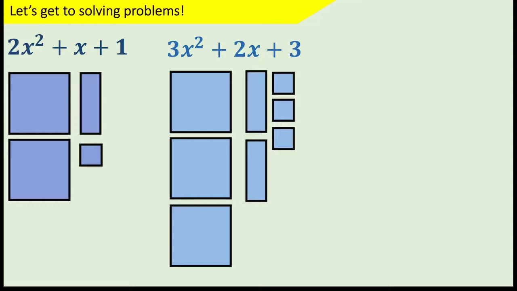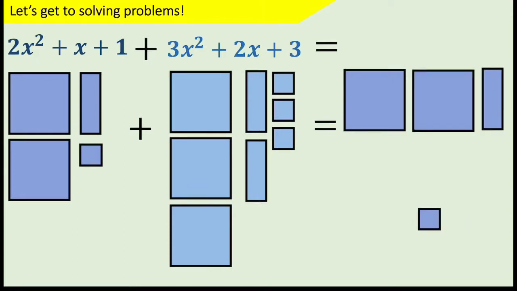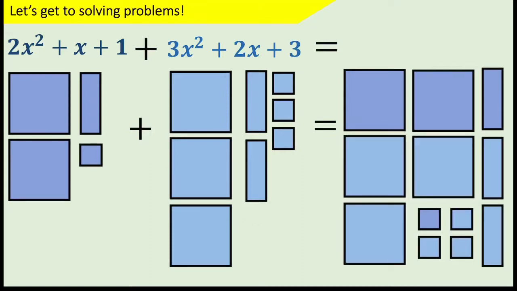I'm going to add together these 2 polynomial expressions. So let's take a look when we add them together. I'm going to take our first expression, throw it over there, and do the same thing with our second expression. And then I'm simply going to count how many x squareds we have, how many x's we have, and how many 1's. So here's my x squareds, 1, 2, 3, 4, 5. How many x's do I have? 1, 2, 3. And how many 1's do I have? 1, 2, 3, 4.